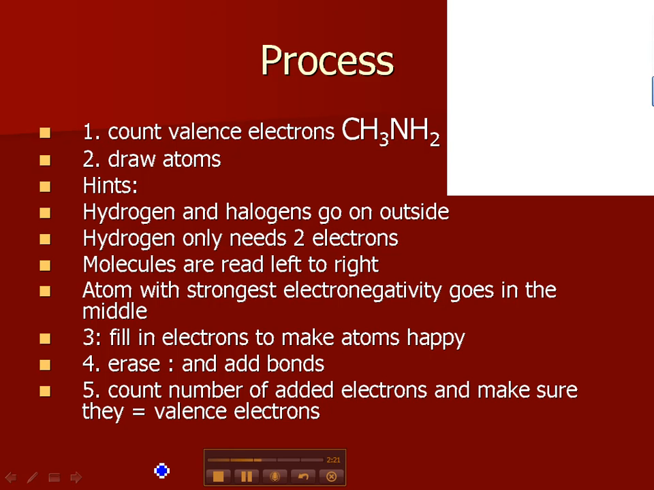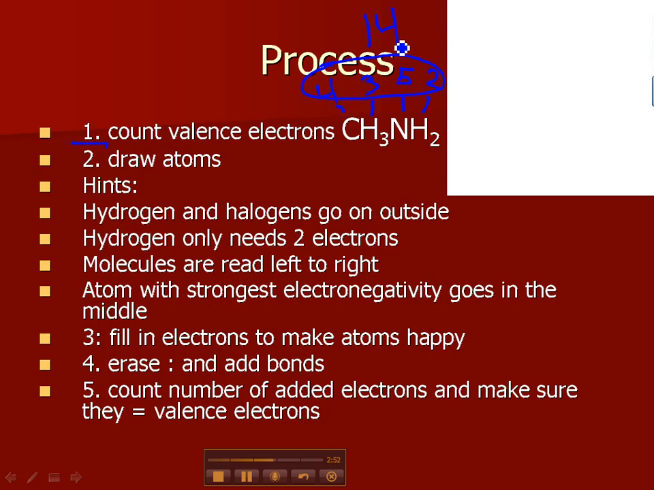Okay? So a process. The first thing I want my students to be able to do is count the valence electrons. Carbon comes to the party with four Pepsis. Hydrogen comes with one, but three hydrogens will have three Pepsis with them, because Pepsi is so much better than Coke. Nitrogen comes with five valence electrons, and two hydrogens come with two valence electrons. We add all those together and we get 14. That means we have 14 electrons that we can play with.